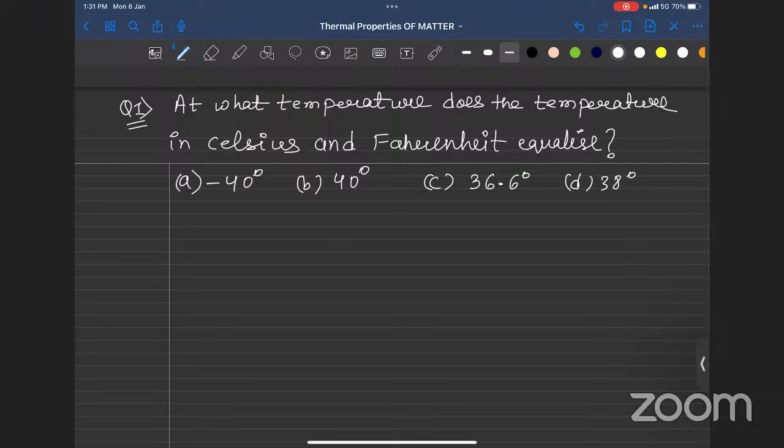So we have four options, dear students. You have to find the answer: at what temperature, basically, do the temperatures in Celsius and Fahrenheit equalize? So what's the temperature? It's a numerical question for you. Please solve it. I'll be providing you the solution within 1 minute. But first you have to solve it and give me the answer.